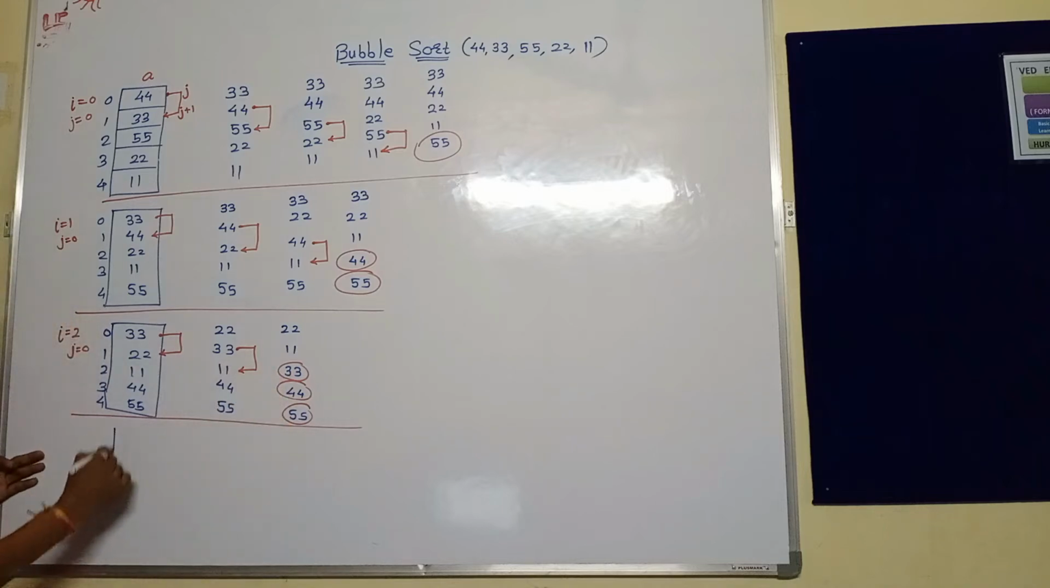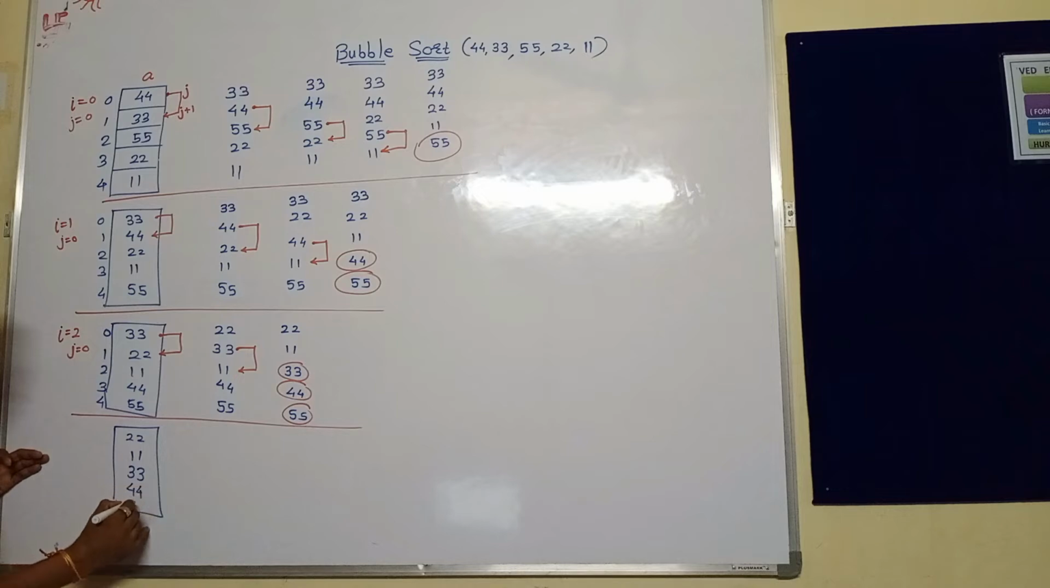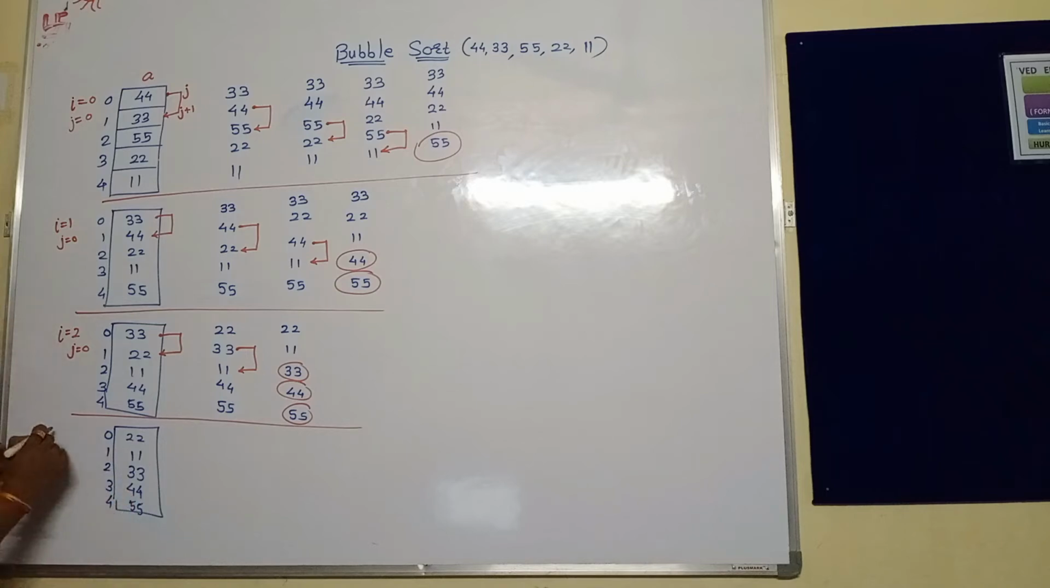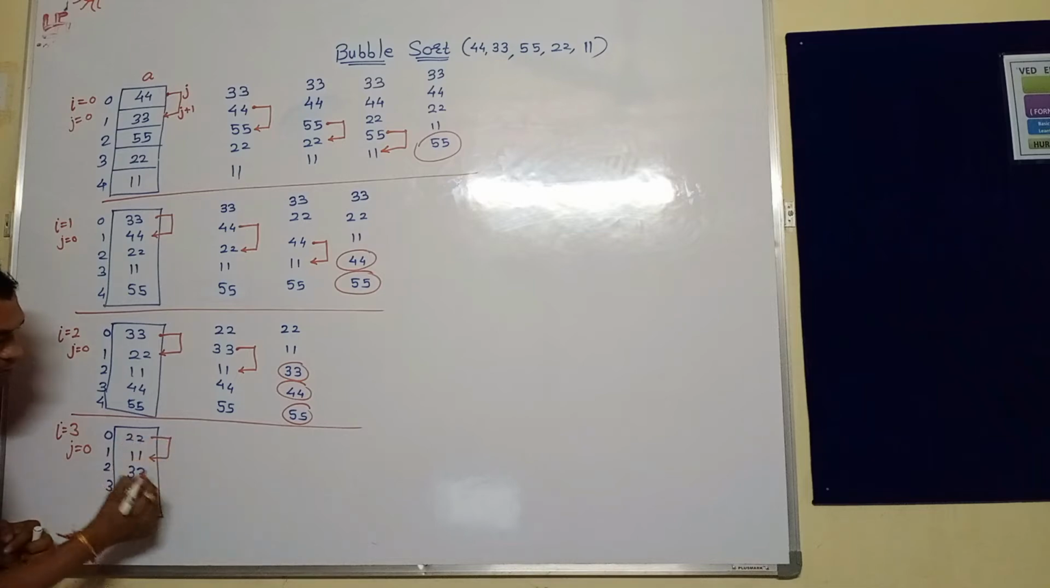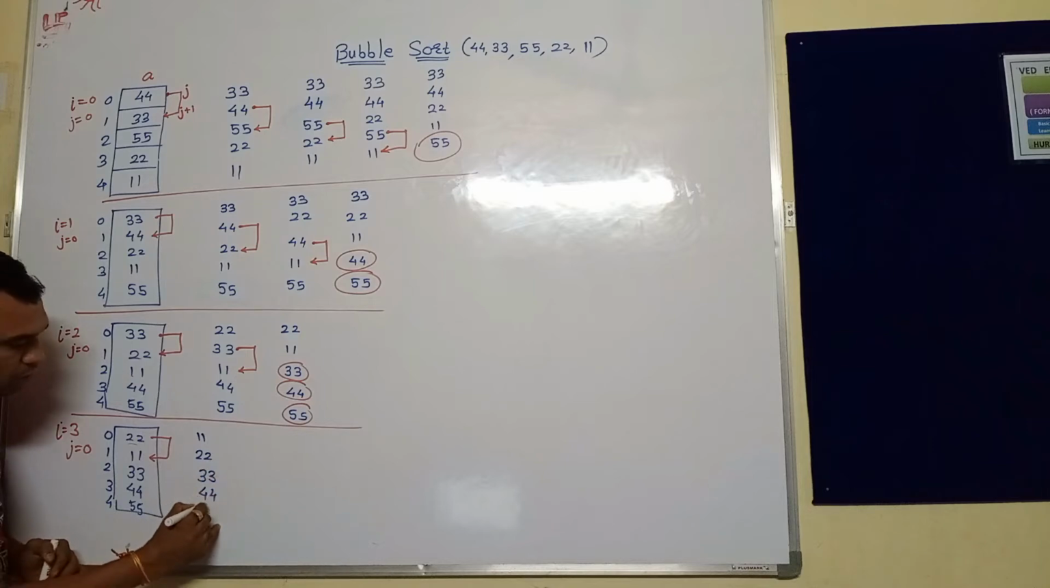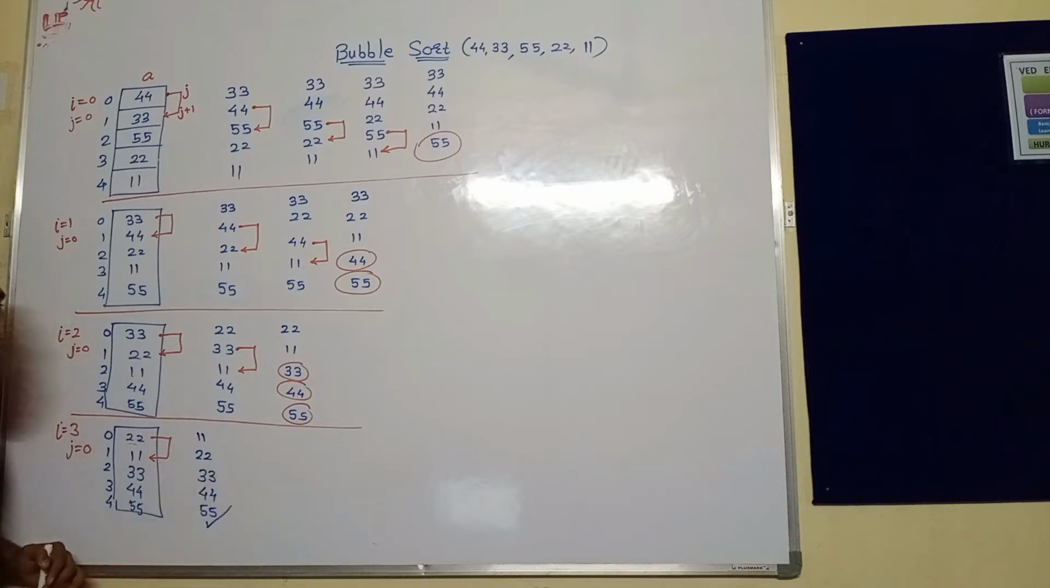Now again start with this: 22, 11, 33, 44 and 55. Our array indices are 0, 1, 2, 3, 4. The outer i loop is increased and it becomes 3 now. We always start the j variable with index 0. So here is my j and this will be my j plus 1. If the value at index j plus 1 is smaller than a of j, then we interchange. It means 11, 22, 33, 44 and 55. This is our sorted array.